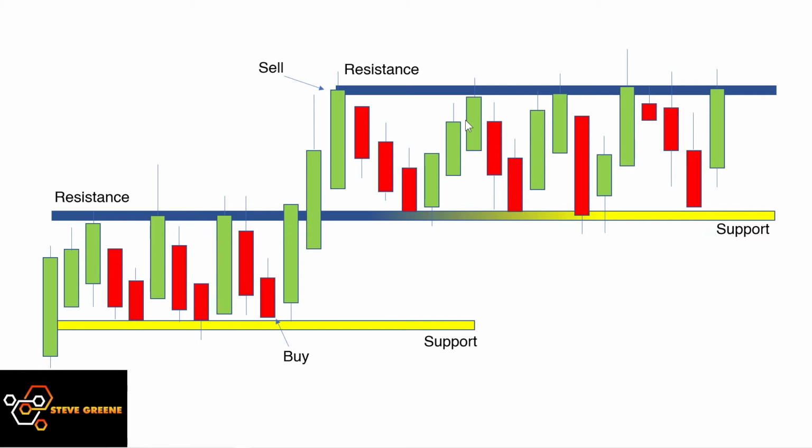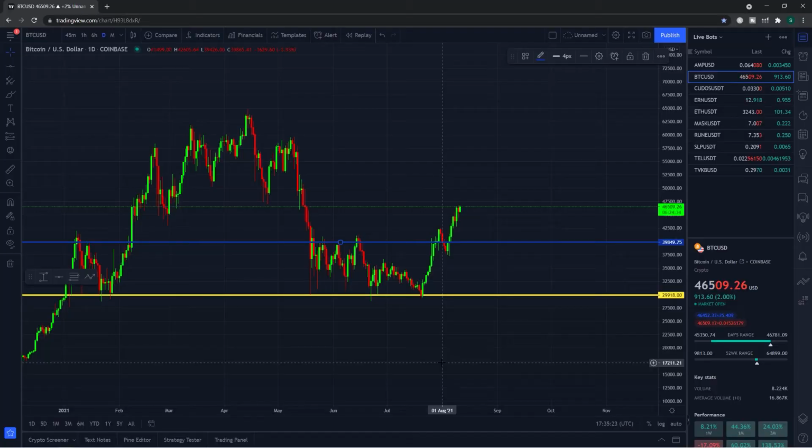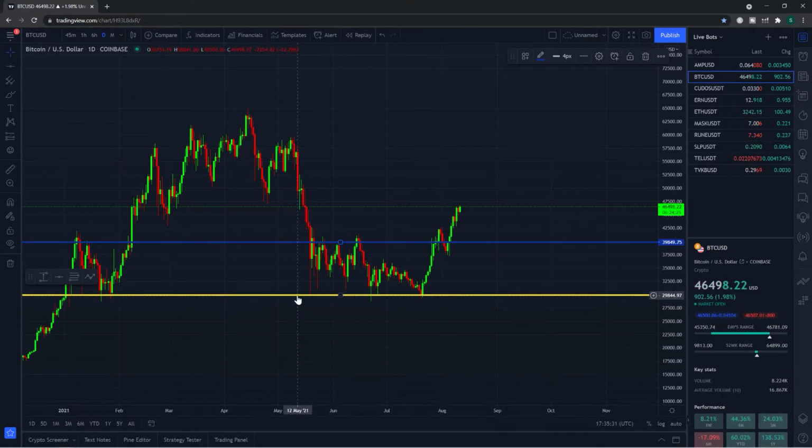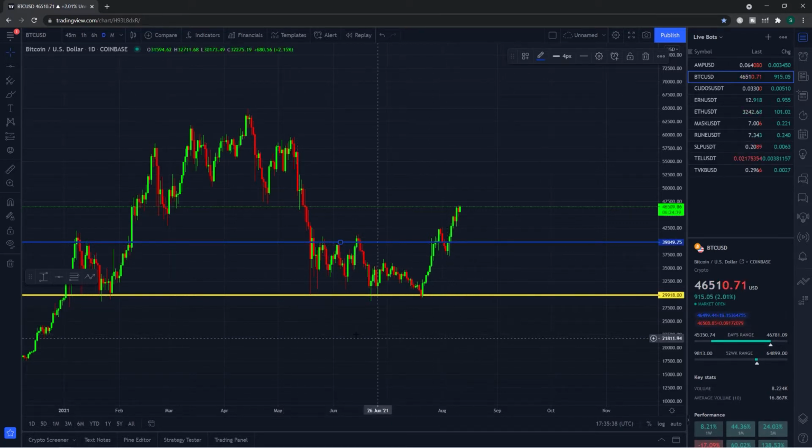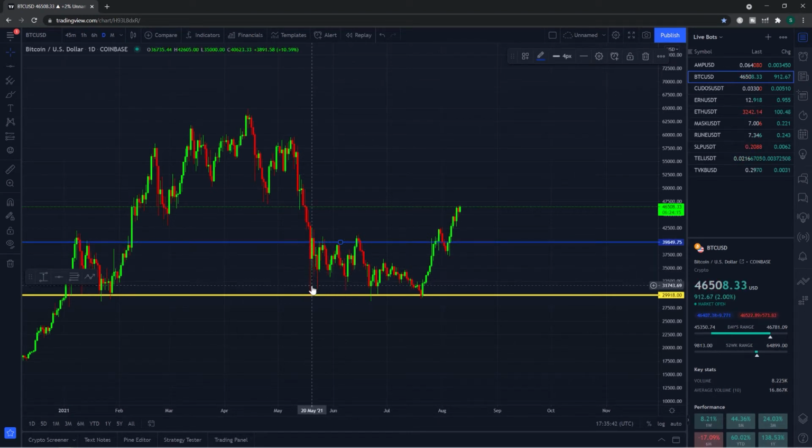And let's take a look at a real world example to show you how this looks on a chart. I'm on the live daily chart for Bitcoin. And I drew two lines to show you support and resistance. So this yellow line looks like a level of support, and this blue line looks like a level of resistance. And I say that because as this goes on a downtrend, this wick hits this level, and then bounces back up.